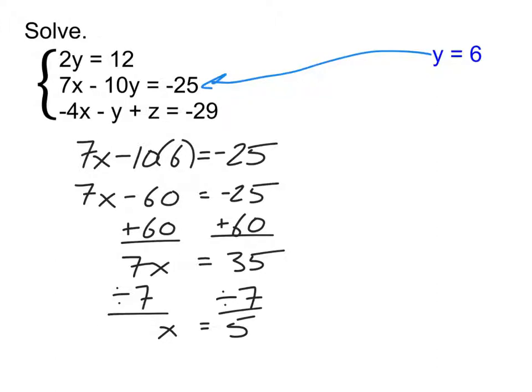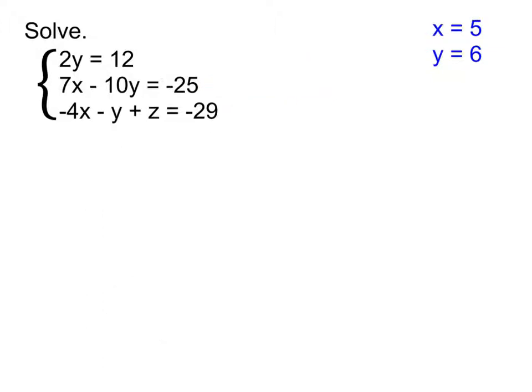And so now that I know that x equals 5, how do you suppose I'm going to find z? Yep, we can plug both the x and the y into the bottom equation here. I'm going to plug both of those in, because if I plug both of them in, I'm going to be left with an equation that has only z in it. And so let's go ahead and do that then. So negative 4 times the 5 minus the 6 plus the z equals a negative 29.